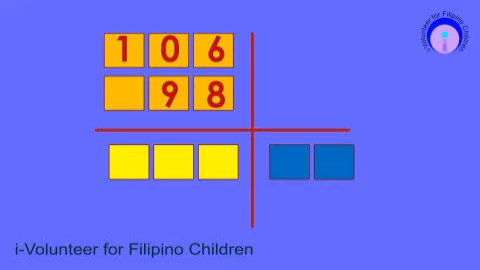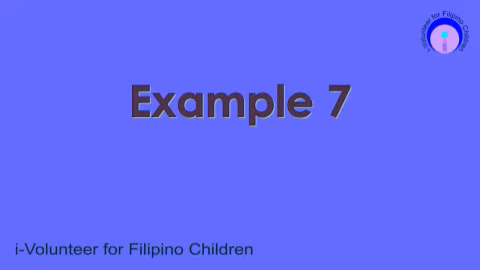106 times 98. 106 is in excess of 6, while 98 is lacking of 2. Now let's find the first three digits of the product. 106 minus 2 is equal to 104. 6 times 2 is equal to 12, and the tens complement is 88. Therefore, the product is 10,388. Let's have another example.